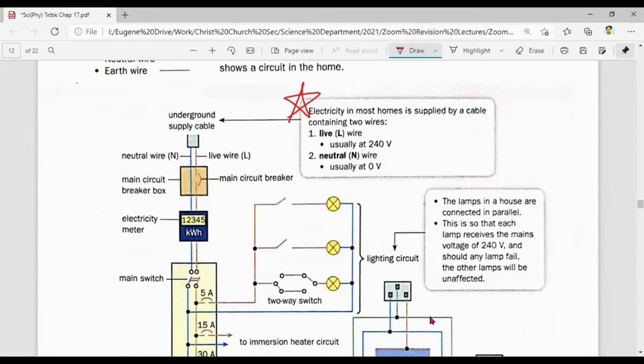You don't need to memorize it. It's just to let you know what the home appliance is like.